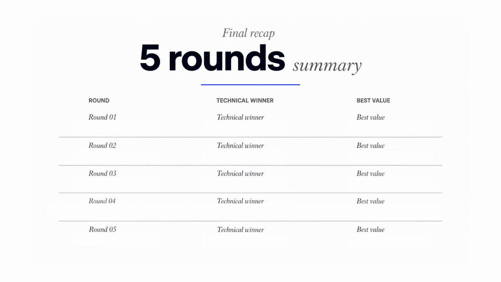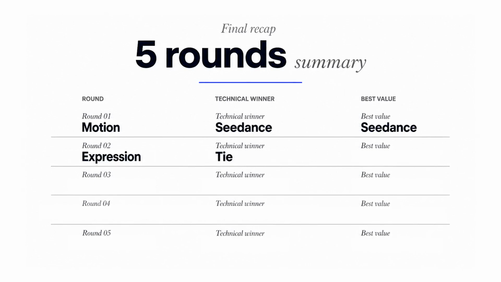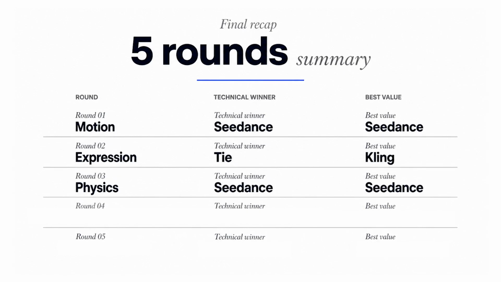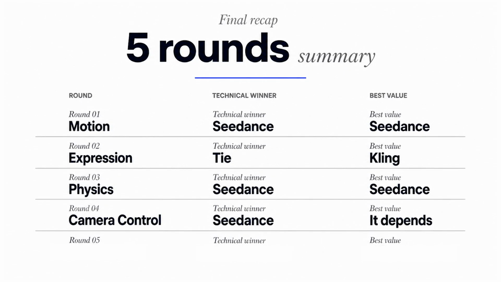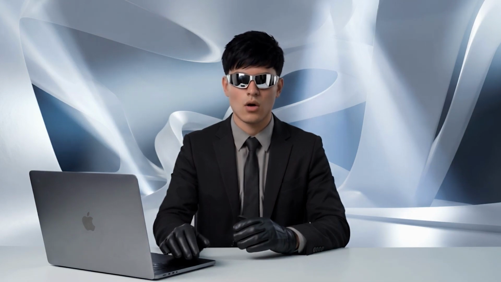Let's recap. Round 1, motion, Seedance. Round 2, expression, technical tie, best value, Kling. Round 3, physics, Seedance. Round 4, camera control, Seedance for complex, Kling for simple. Round 5, audio sync, technical winner, Seedance. Best value, Kling. And remember, these results aren't based on one lucky generation. Each round comes from multiple attempts, so the verdict is based on consistency, not just one pretty clip.